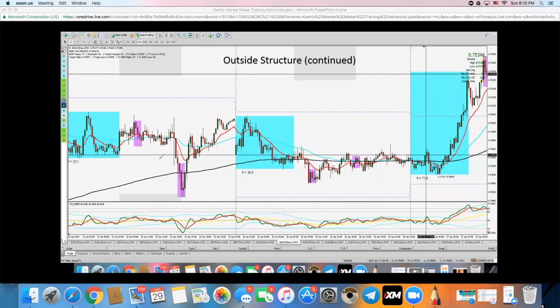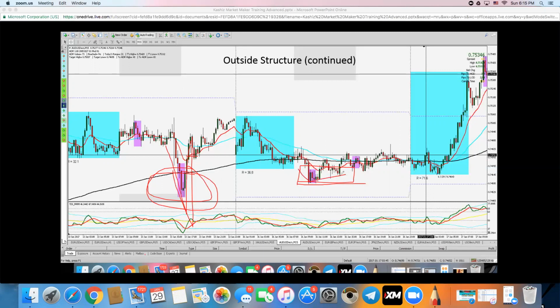Okay, look at this one. This is a perfect example where they don't come back again. They make an outside structure. You see how they come near it, but they don't come close to it. Back in the two previous slides, I said that they're not in the business to let go of the money.